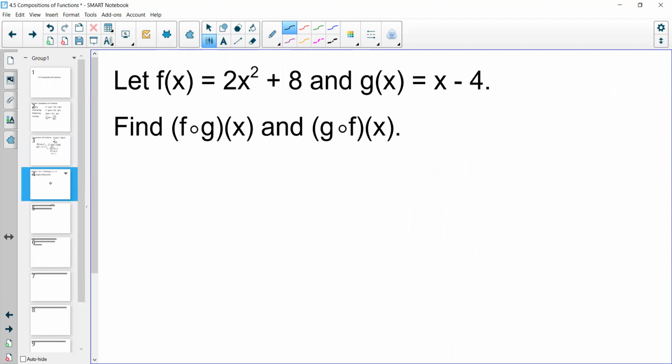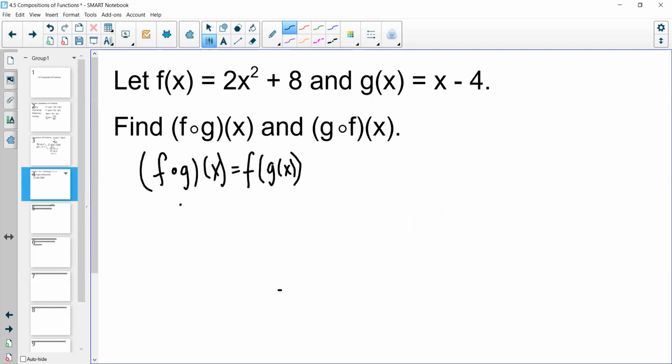So let's take f of x equals 2x squared plus 8 and g of x equals x minus 4, and find both the composition of f of g of x or g of f of x. So let's take a look at this first one here. So the composition of f of g of x is the same as f having g of x everywhere that there's an x in its function.